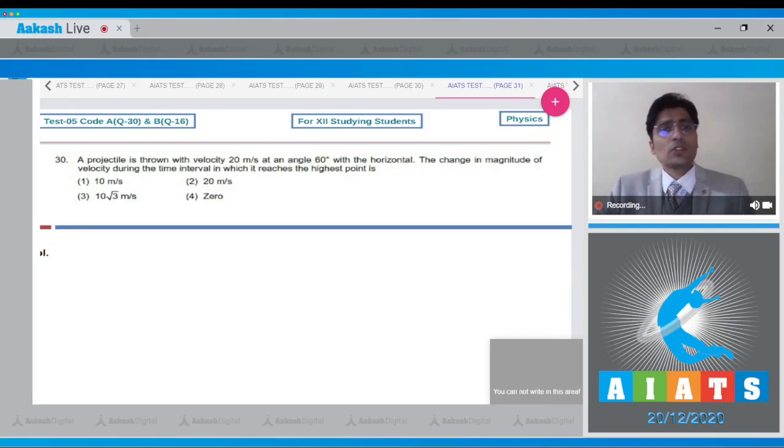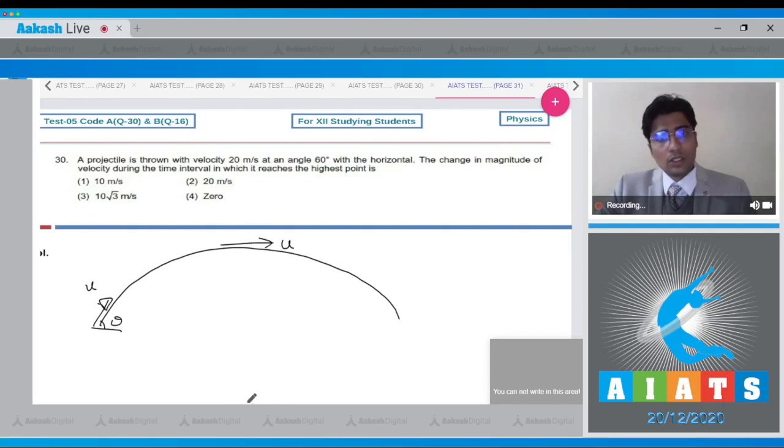In question 30, a projectile is thrown with a velocity of 20 meter per second at an angle of 60 degrees with the horizontal. The change in magnitude of the velocity during the time interval in which it reaches the highest point is. Dear student, at the highest point, the velocity of the particle can be represented from this trajectory. At the initial position, if the velocity is u and this angle is theta, at the final point, the velocity is simply u cos theta, that is the horizontal component. So u cos theta will be equal to 20 into cos 60, and this will be equal to 10 meter per second in magnitude, while initially it is 20 meter per second in magnitude.